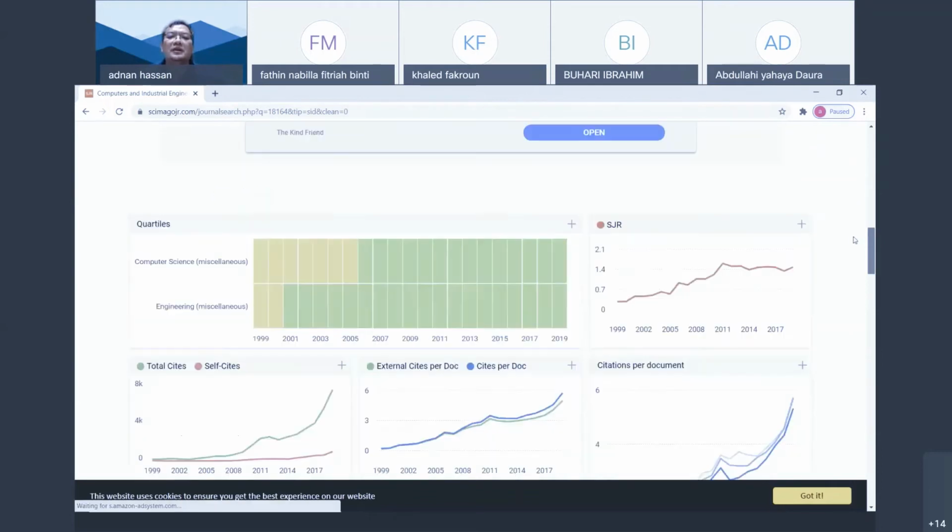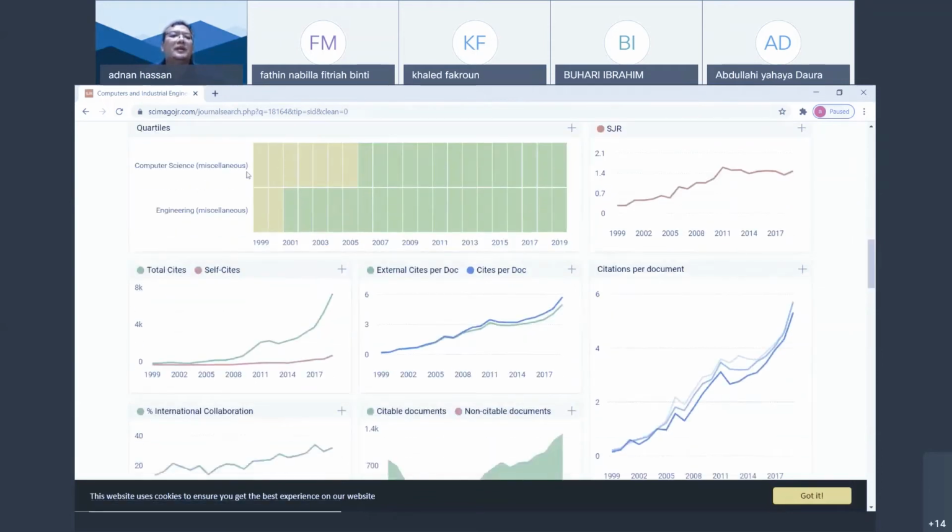If you see here the quartiles, we call it quartiles. Initially it was Q2 in the area of computer science, and in the area of engineering also Q2. But from 2001 onwards, it became Q1. So this is a good journal. If you are able to publish in this journal, it means your paper is good.